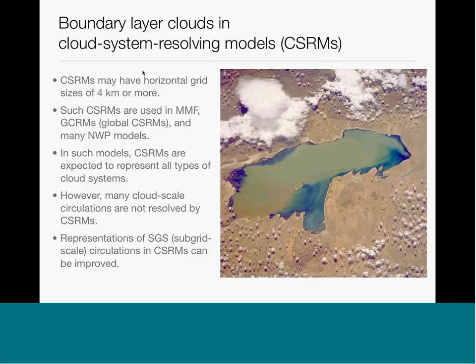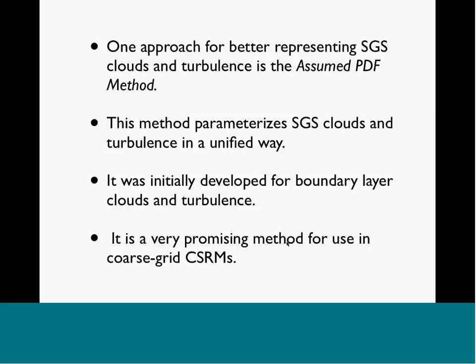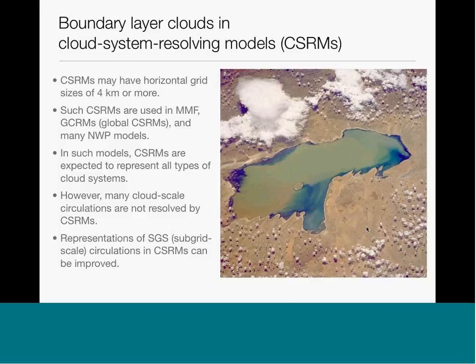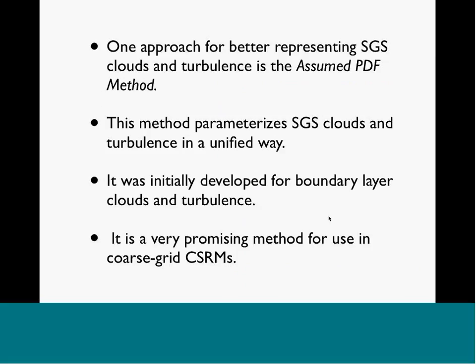Of course, we all know that boundary layer clouds are important, and if we have a model that can only resolve the large clouds, such as a multi-scale modeling framework or any sort of coarse grid cloud resolving model, we're going to be leaving all these small clouds unresolved. So one approach for better representing these clouds and turbulence is the assumed PDF method. Chris Golaz's name is going to be coming up when I describe this in more detail. He's one of the originators of this method.